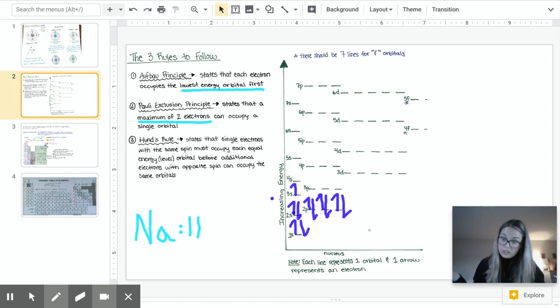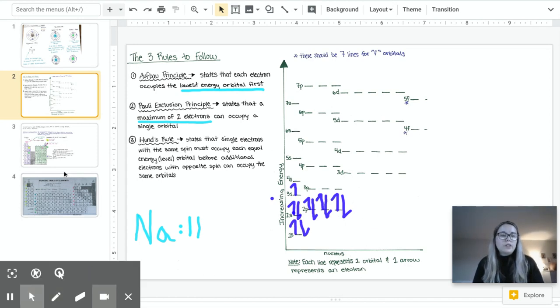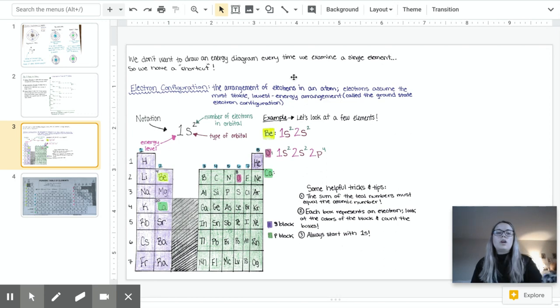I know it's a little scary the first time you're seeing it. It's okay. I have a shortcut for you though. We don't want to have to draw that every time we try to figure out the configuration of an atom. So we have a shortcut, kind of. Your electron configuration is just how your electrons are arranged in an atom. Remember, electrons are going to assume the most stable, lowest energy arrangement, and that's just what we call the ground state electron configuration, okay?